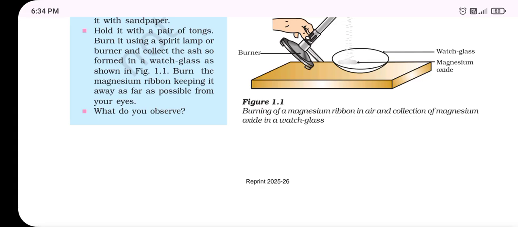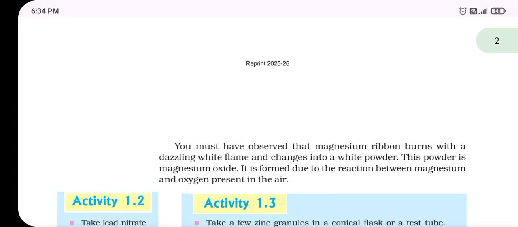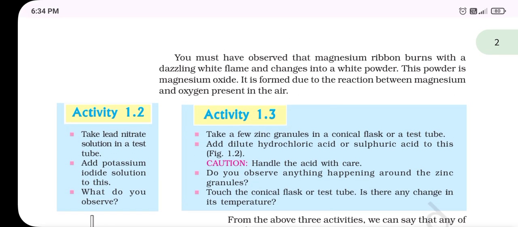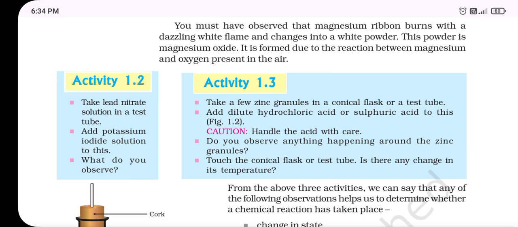What do you observe? Here is the answer. It says you must have observed that the magnesium ribbon burns with a dazzling white flame and changes into a white powder. And what is that white powder? That white powder is magnesium ribbon ash. This powder is magnesium oxide.